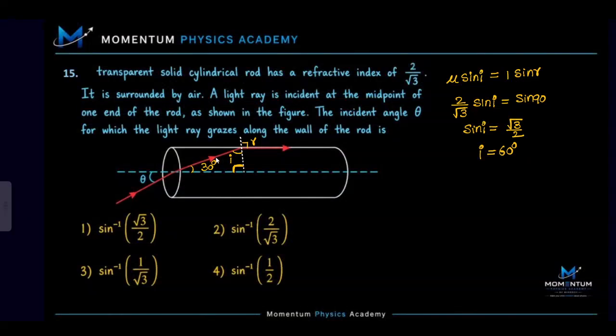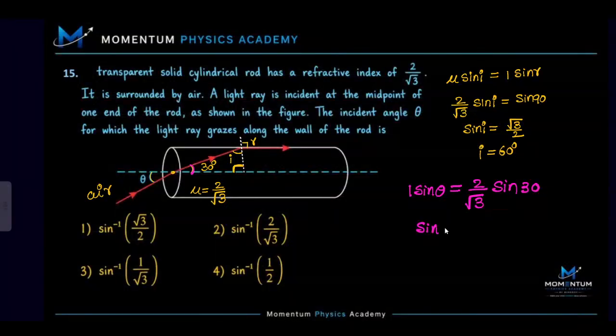Now when you talk about the light ray from here to here, this is the angle of incidence and this is the angle of refraction. Here this medium is air, and here this medium's refractive index is given as 2 by root 3. Now we apply Snell's law again here: 1 into sine theta, the angle of incidence, equals 2 by root 3 into sine R. Here R is this angle of refraction, which is 30 degrees.